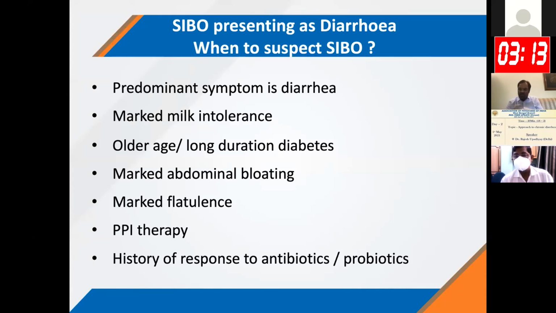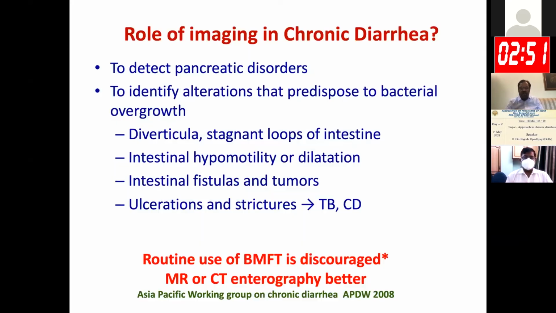Always, before you diagnose diabetic diarrhea, consider that the patient may have small intestinal bacterial overgrowth. Suspect it in patients who have bloating and flatulence, much more common in patients who are taking long-term PPI therapy, where there is also a history of response to antibiotics and probiotics.